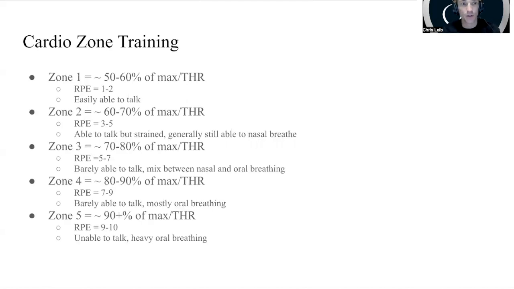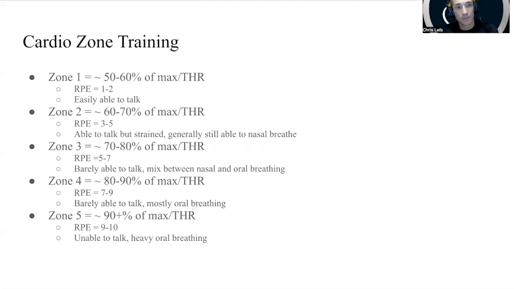But I think it's really important to be more specific on the zone training and the different ways you can look at it. The Polar Beat app that I use has 5 zones. And zone 1 corresponds to 50 to 60% of max heart rate.